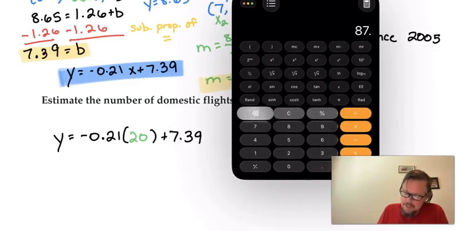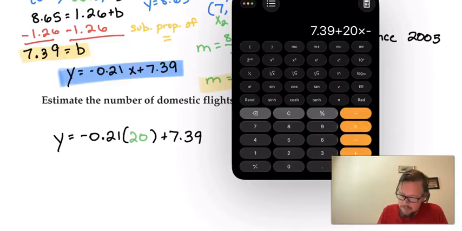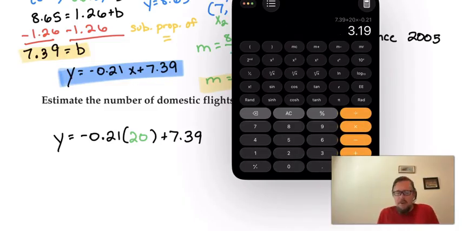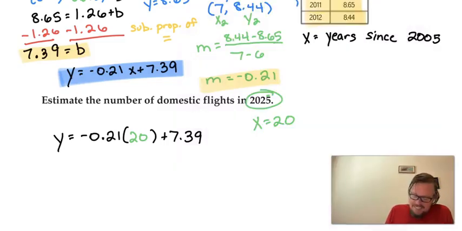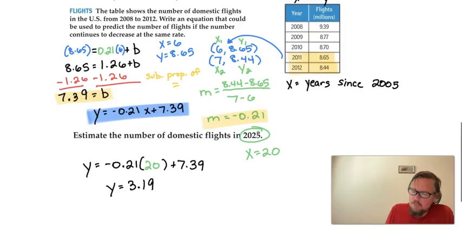7.39 plus 20 times negative 0.21. I don't know why I did that backwards. 3.19. So y equals 3.19. So 3.19 is the numerical answer, but let's put it in context.